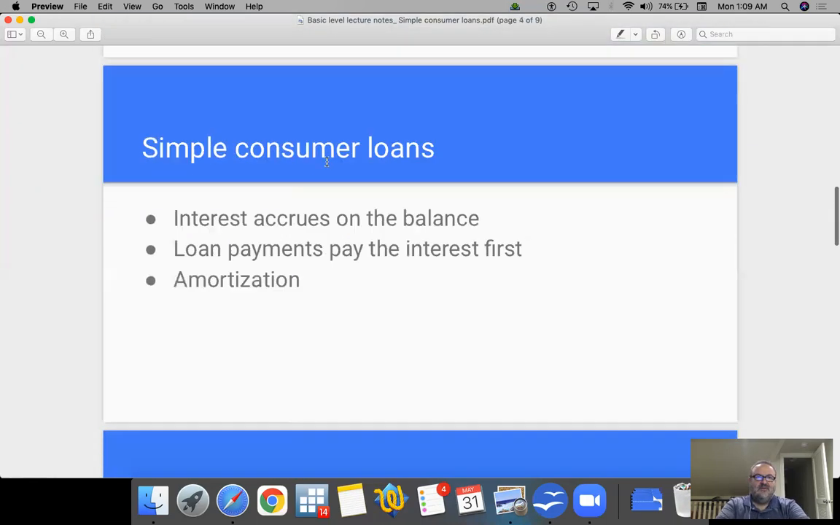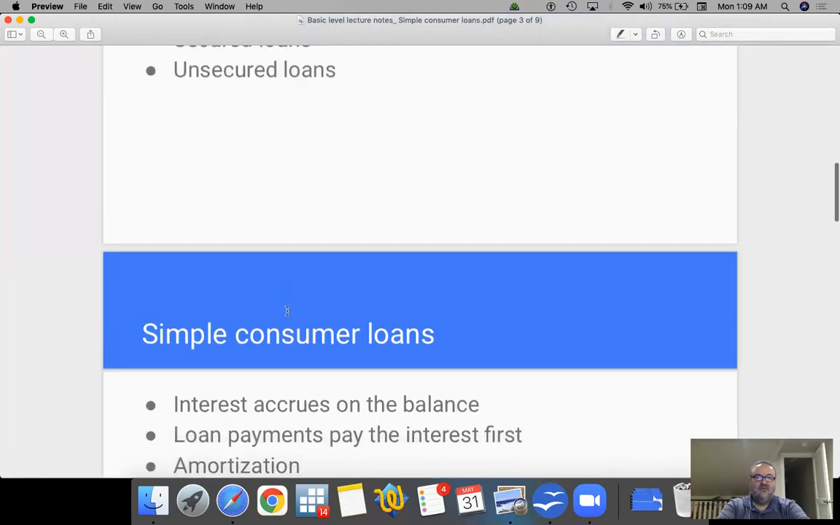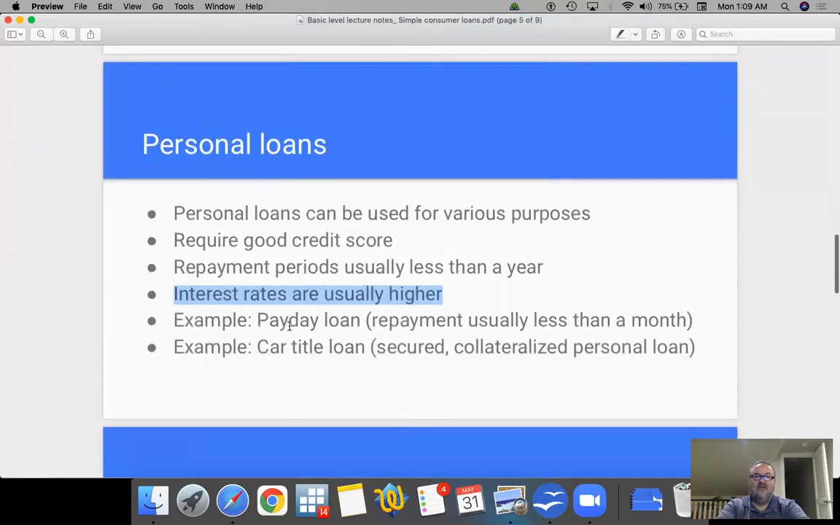So what different types exist, like we had them here: consumer loans, which are personal loans, student loans, line of credit, car loans, and mortgages. The personal loans usually have higher interest than car loans and mortgages, but they're also usually lower than credit cards and payday loans and that sort of thing. But a payday loan is also a personal loan, and therefore it has a very high interest, and the repayment usually is less than a month.